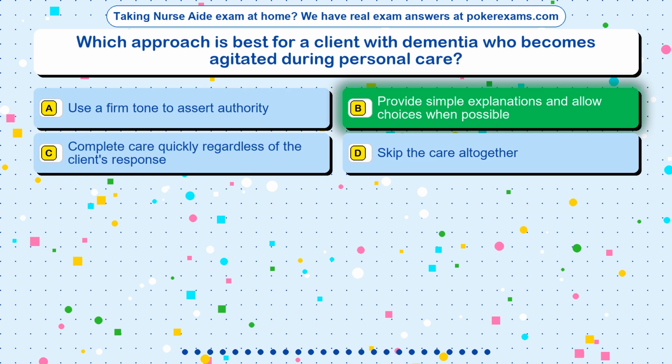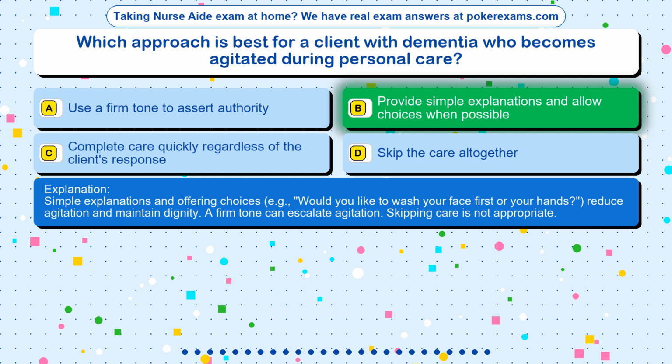The correct answer is option B, provide simple explanations and allow choices when possible. Simple explanations and offering choices, for example, would you like to wash your face first or your hands? Reduce agitation and maintain dignity. A firm tone can escalate agitation. Skipping care is not appropriate.